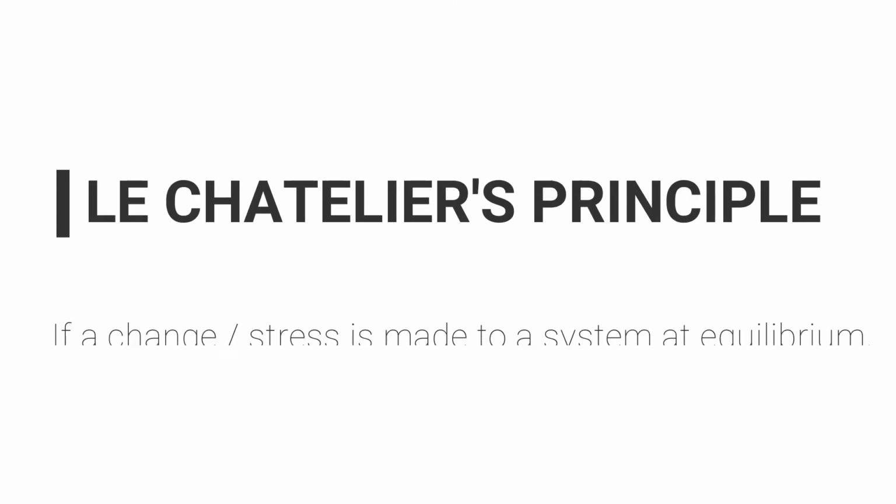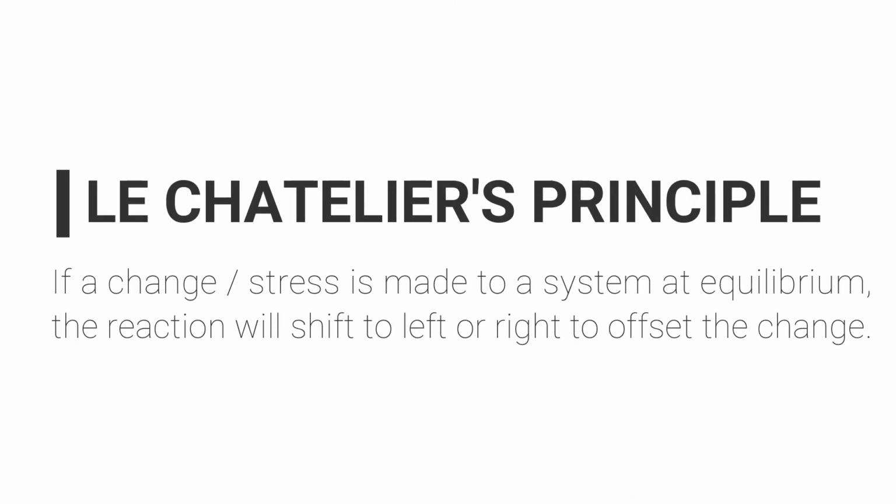In this video, we are going to look at what Le Chatelier's principle is, what it is used for, and how to use it to predict the direction of the net reaction if we change a system at equilibrium. Le Chatelier's principle tells us that if we change a system that is already at equilibrium, the system will shift to the left or right to offset the change.